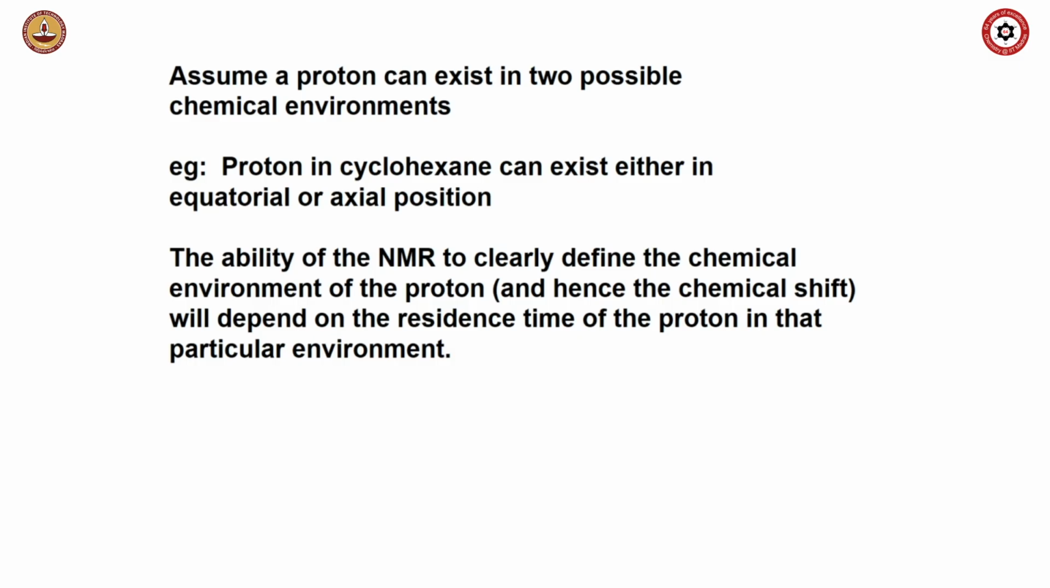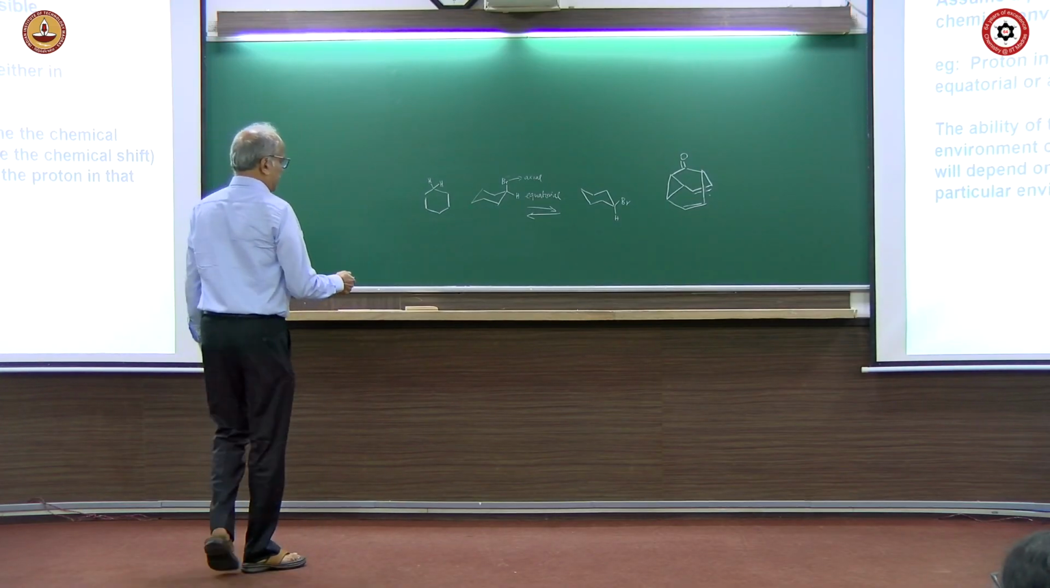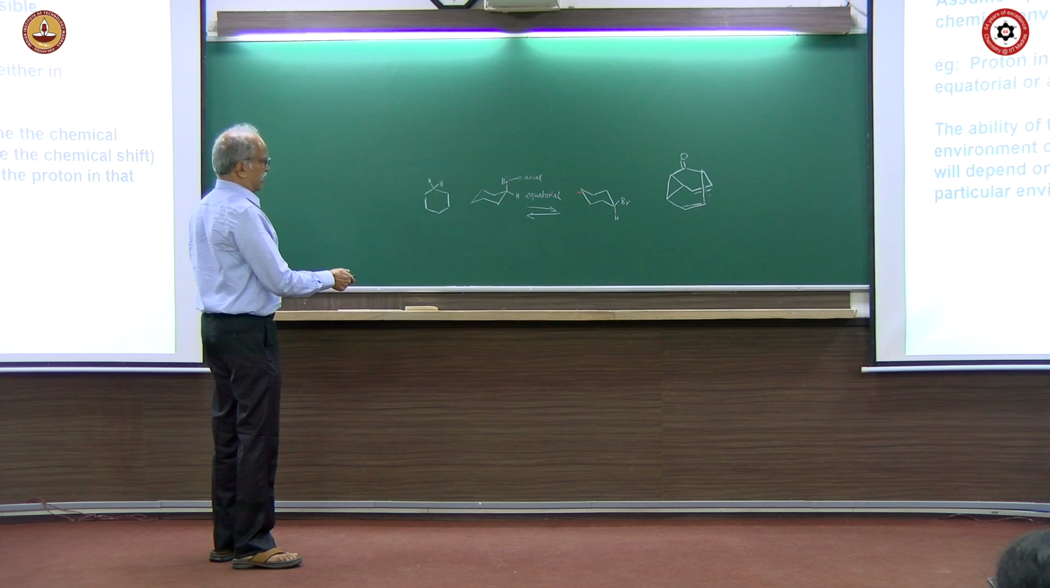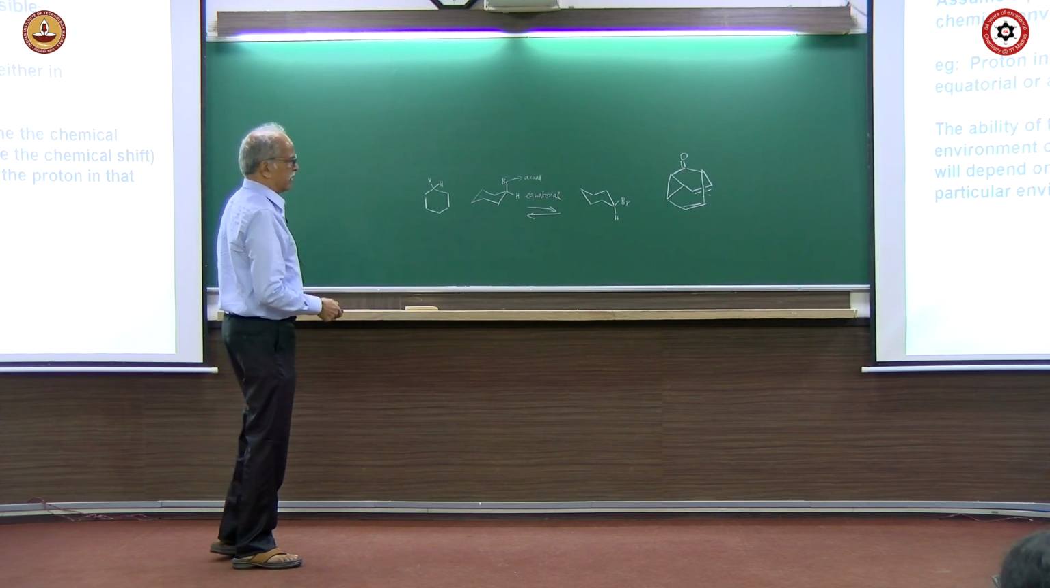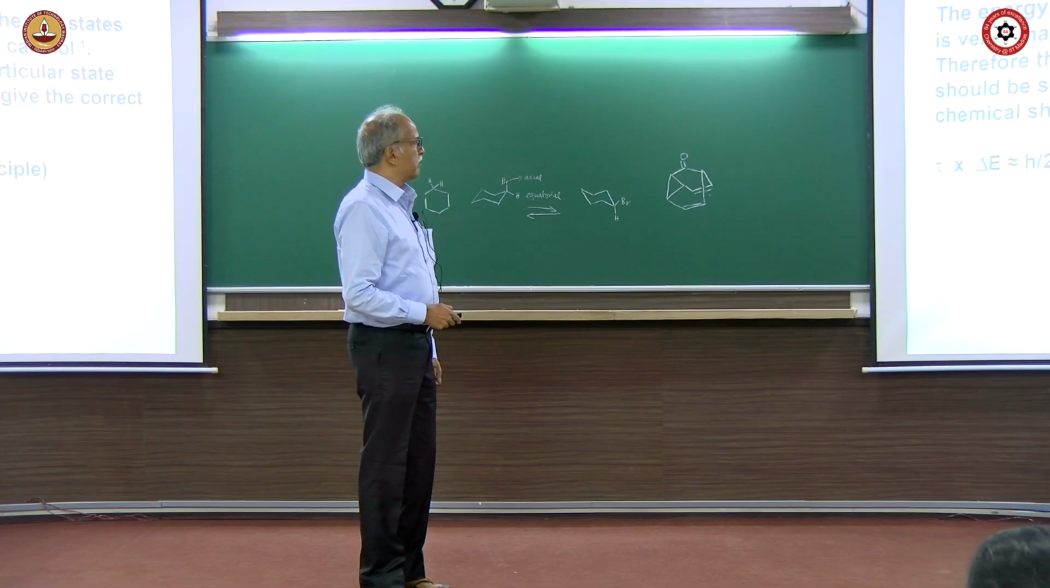The ability to clearly define the chemical environment of a proton, and hence the chemical shift, will depend upon the resonance time of the proton in that particular environment. So how long is the proton going to stay in the axial position or equatorial position? What is the time duration for which this equilibration can exist? And this is something one can study by NMR spectroscopy.